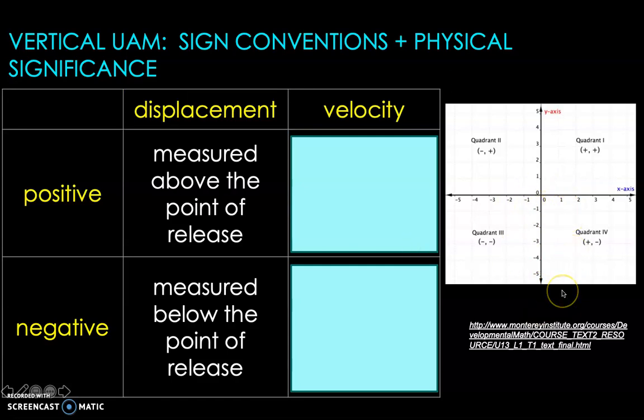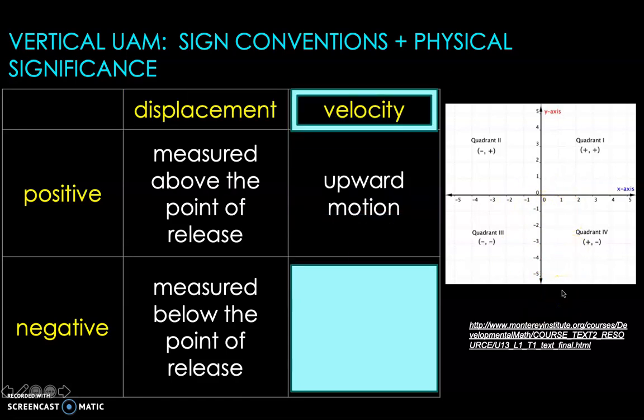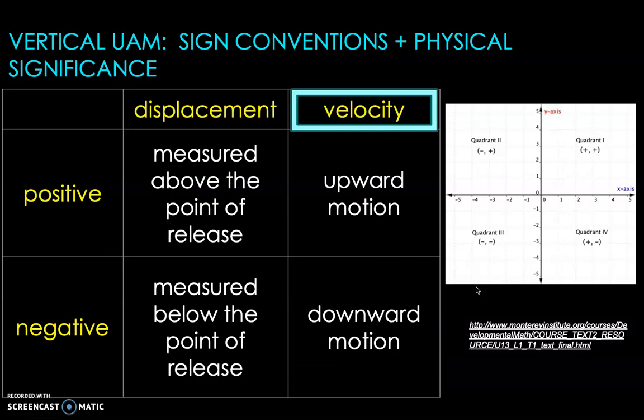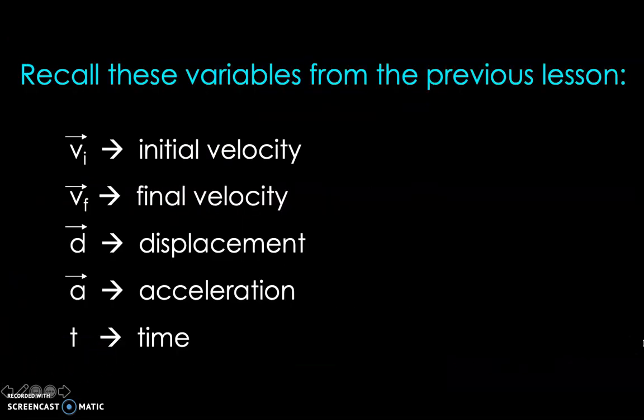So that's it. And then for velocity, upward motion takes a positive sign, but if the velocity described in the problem is a downward velocity, it takes a negative sign. More of that in the next videos.